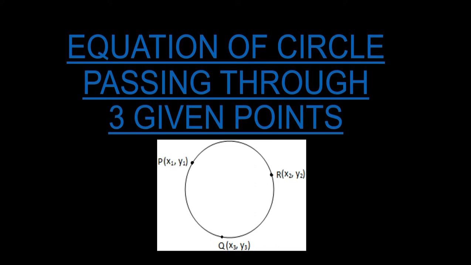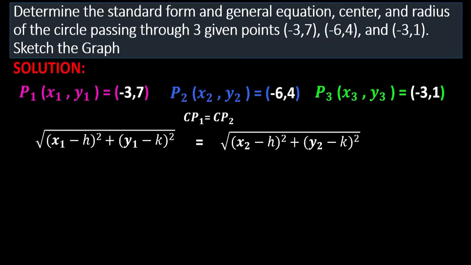So now let's have the part 2 for the equation of circle passing through 3 given points. Let's have this example. Determine the standard form and general equation, center, and radius of the circle passing through 3 given points, negative 3, 7, negative 6, 4, and negative 3, 1. So let's have our solution. So let point 1 is equal to negative 3, 7, point 2 is equal to negative 6, 4, and point 3 is equal to negative 3, 1.